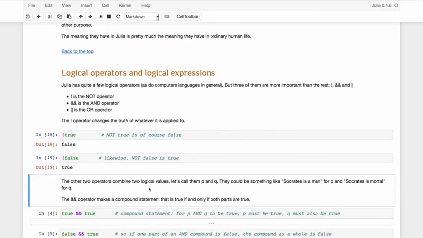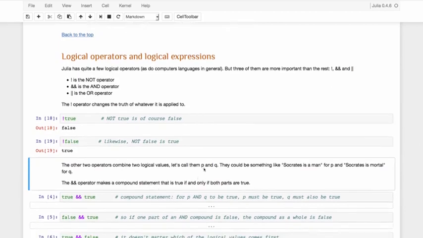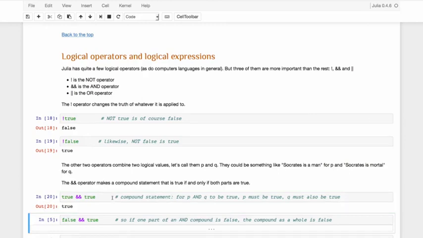If we have two logical values, P and Q, and they could just be true or false, or they could be complicated expressions which evaluate to true or false, we want to combine them, and the AND operator makes a compound statement which is true if and only if both parts are true. So here we see that we have the value true, we combine it via AND with the value true. This is a compound statement. It is true only if both parts are true, because this is an AND. And of course, if both parts are true, it is true.